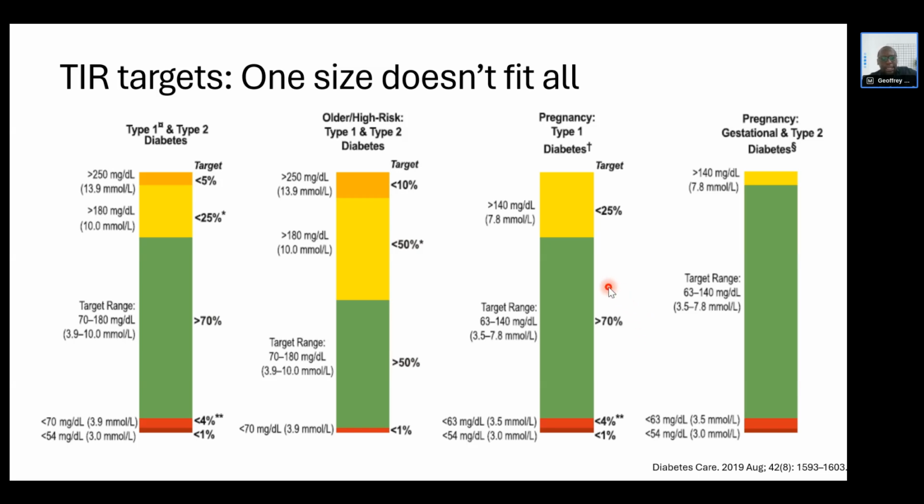CGM has also been used in type 1 diabetics who are pregnant. In the US, I don't think it's FDA approved for this, but it is still used off-label. But we have slightly tighter ranges. In this case, it's 3.5 to 7.8 millimoles per liter. And for pregnant women who are type 1 diabetics, we expect them to achieve this in at least 70% of the time. So the message here really is that one size doesn't fit all. We talk about achieving a time in range of 70%, but this again is variable depending on your patient type.